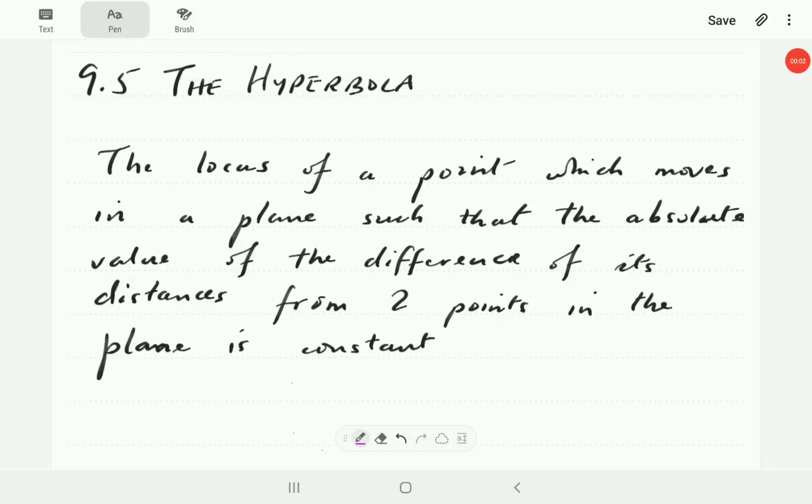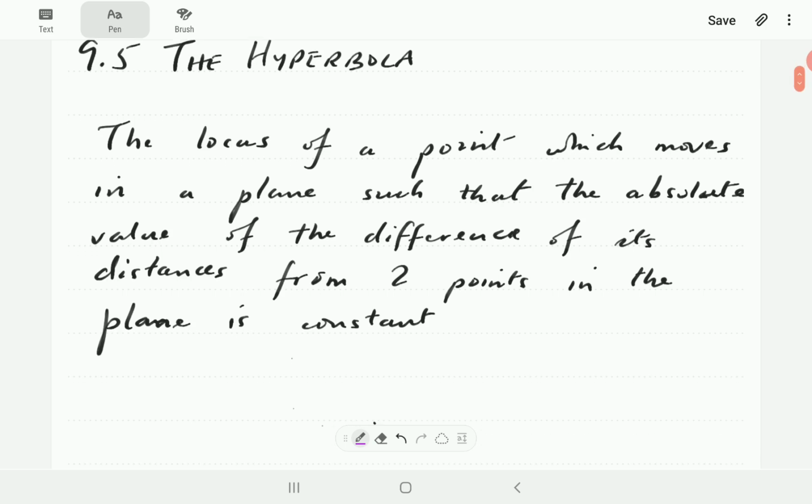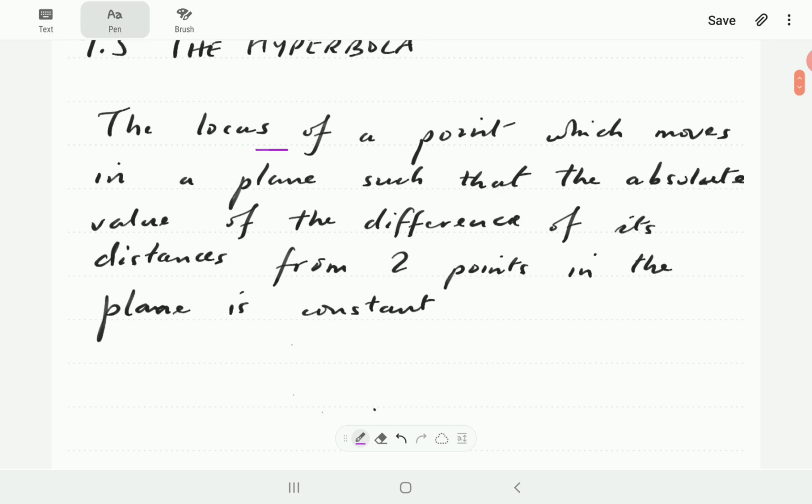Okay, in this video, we're going to look at the hyperbola. So the hyperbola is the locus of a point which moves in a plane such that the absolute value of the difference of its distances from 2 points in the plane is constant.